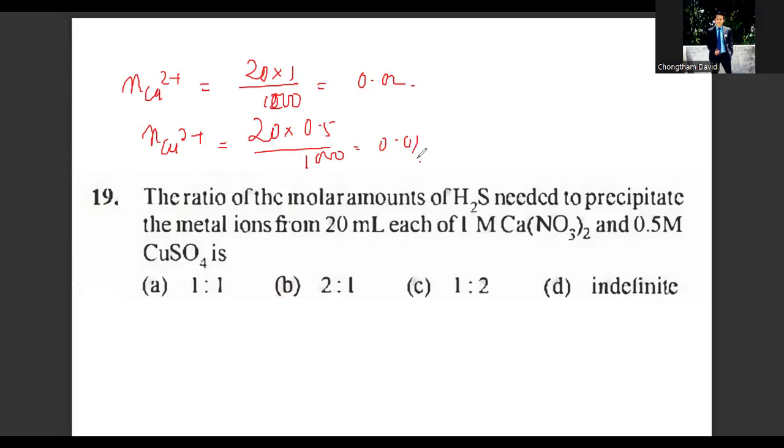And remember, mole equals molarity into volume by 1000. This will be in terms of ml. Anyway, so the answer for question number 19 would be 2:1.